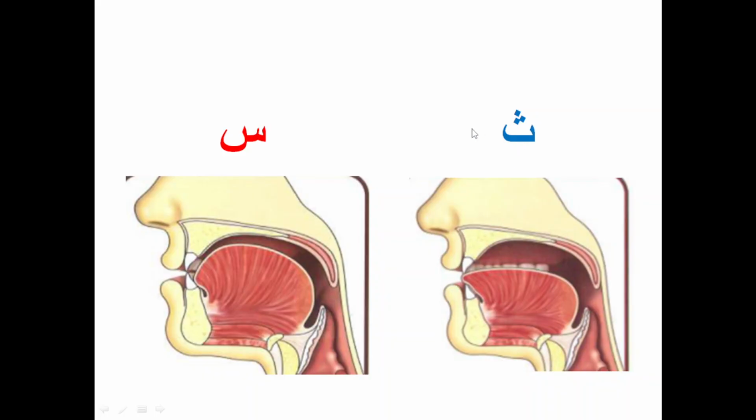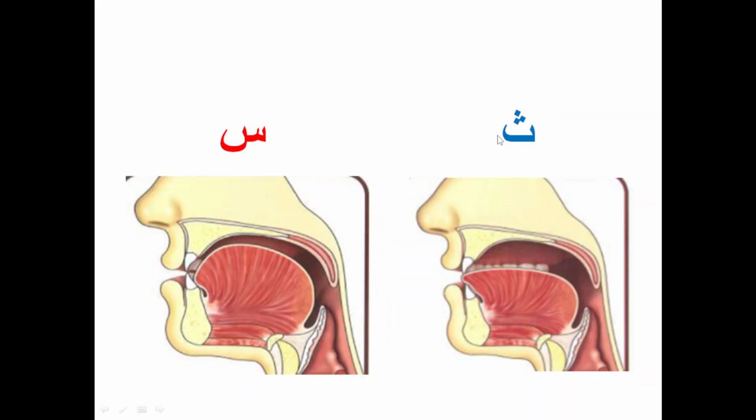And the point of articulation for the tha is the tip of the tongue going forward to touch the upper teeth, as you can see in the picture, while for sin, the tip of the tongue, yes, goes forward a bit, but is still away from the teeth. If it touches the teeth, it will be tha. That's why we call tha a dental sound, dental because the teeth are involved in it, right? So make sure that for the tha, the tip of the tongue touches the upper teeth.